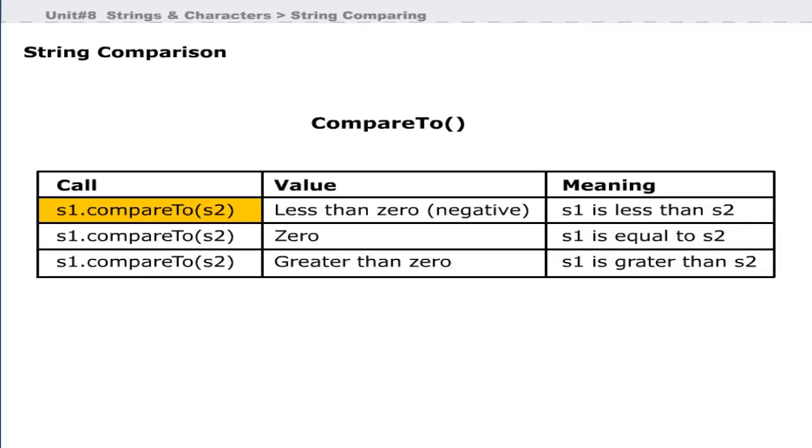Here, when S1 is compared with S2, an integer value is returned. If the value is less than 0, that is negative, then the string S1 is less than S2. If the value is 0, then S1 and S2 are equal. If the returned integer is greater than 0, then S1 is greater than S2.